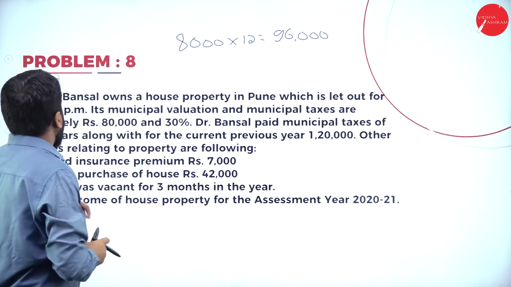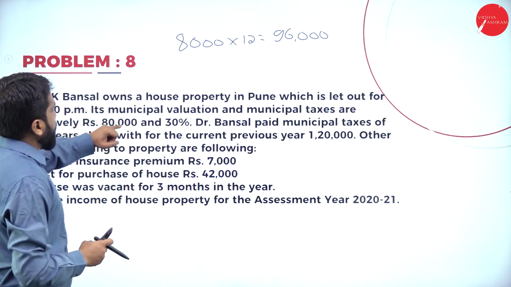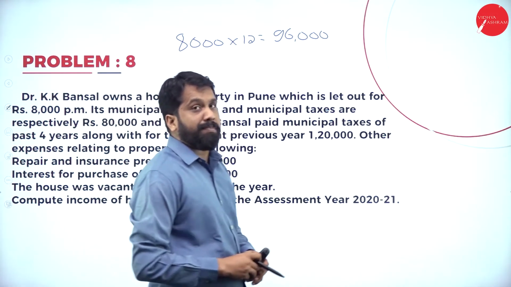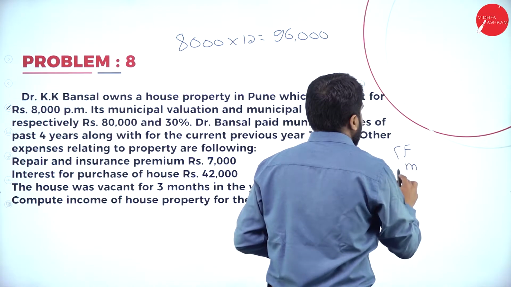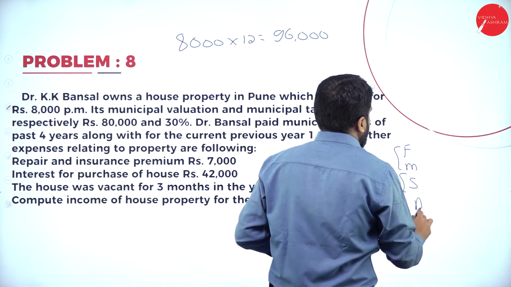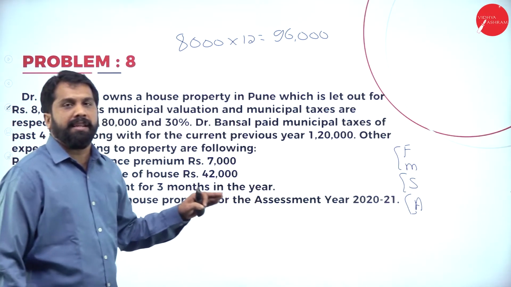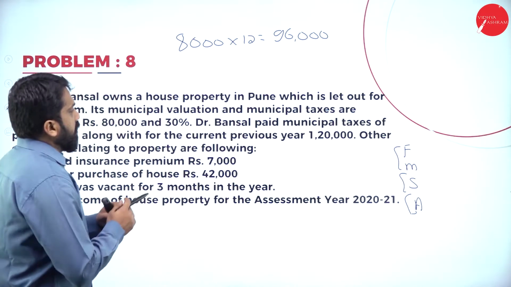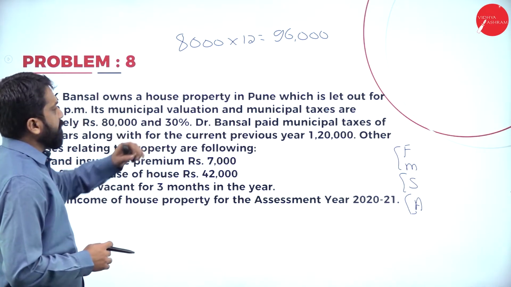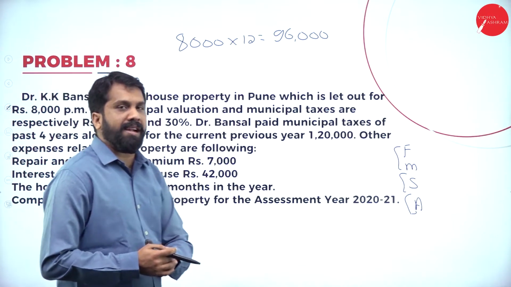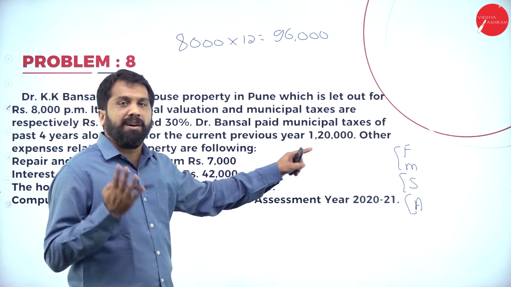Clear? Yes. Now, municipal valuation and municipal taxes are respectively 80,000 and 30%. What is the municipal valuation? Again, we'll come back. Your fair rent, municipal value, standard and actual. For every problem, we will not change the concept or logic. Same logic we will implement for every problem. Bansal paid municipal taxes for 4 years along with the current previous year, that is 1,20,000. How much municipal tax has he paid? 1,20,000. This is for 4 years.